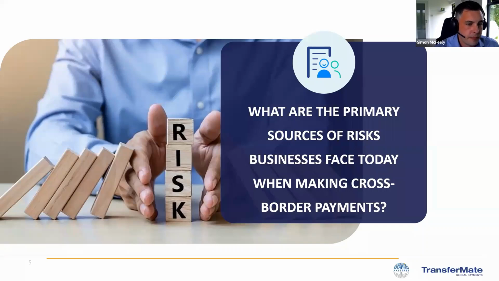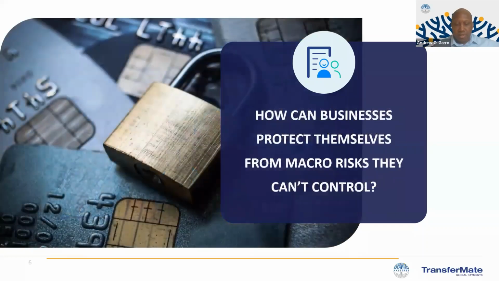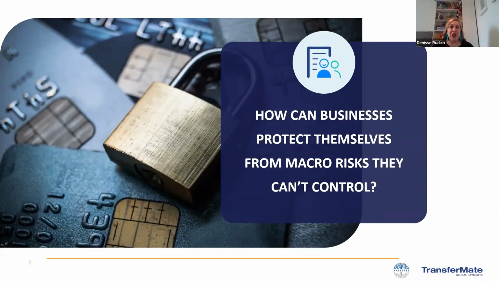Okay, thanks, Simon. So Denise, I'm going to direct this next part of the question to you. Over the last year or so, we've seen a number of macro risks pop up, examples being the war in Ukraine and the supply chain crisis. So what can businesses do to protect themselves against these types of threats, especially when they don't have any control over them? Yeah, we are seeing a lot of these could-never-happen moments.